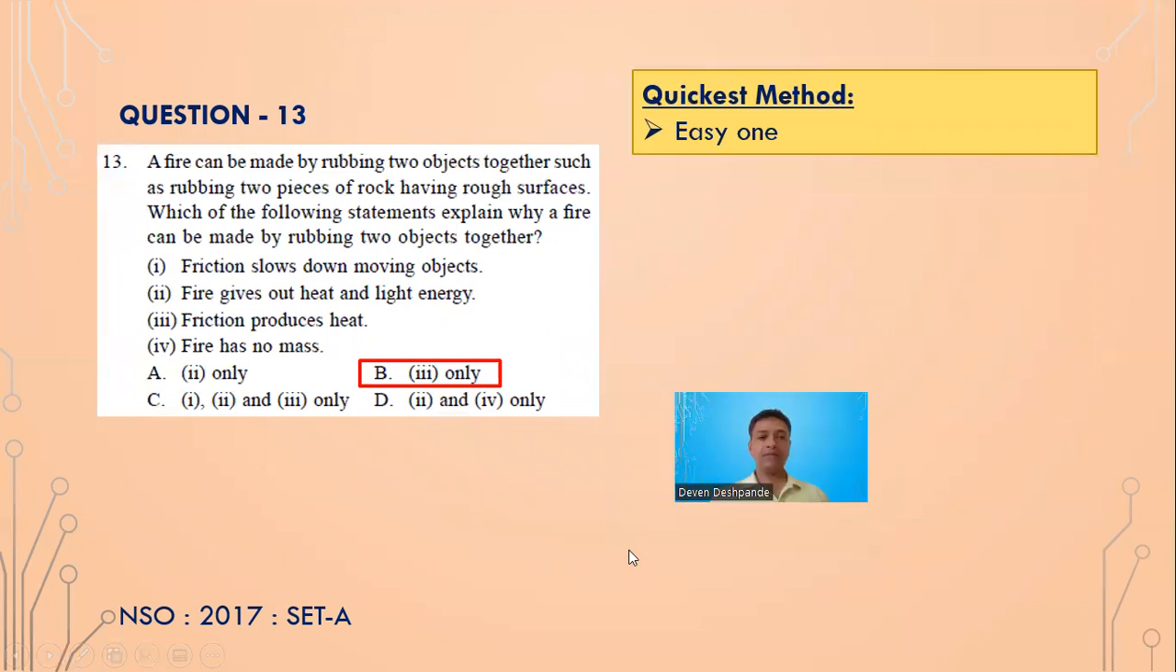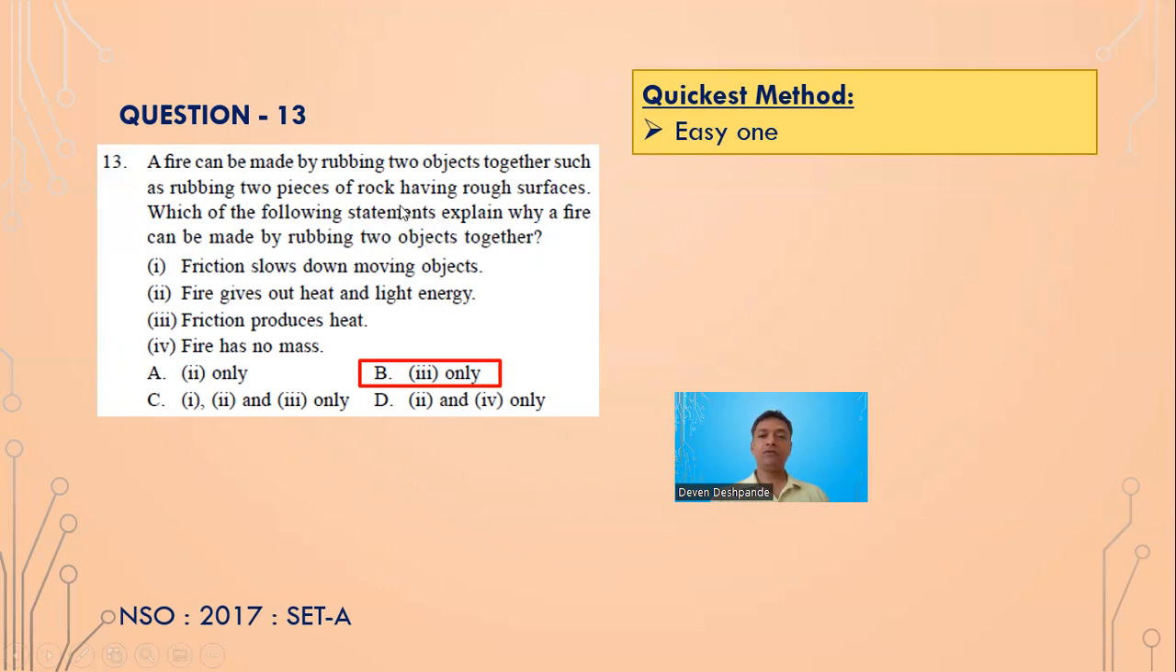A fire can be made by rubbing two objects together, such as rubbing two pieces of rock having rough surfaces, isn't it? You must have tried this. There are some rocks. When you hit those two rocks, it produces a spark or a fire, isn't it? Which of the following statements explain why a fire can be made by rubbing two objects together?